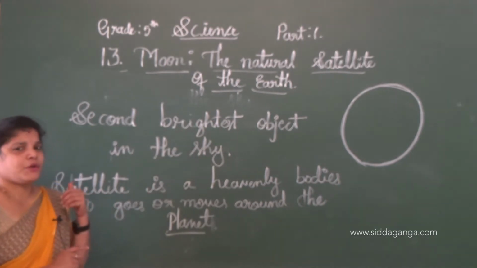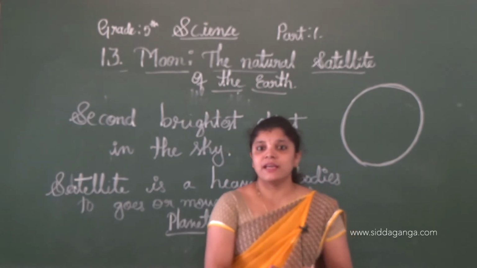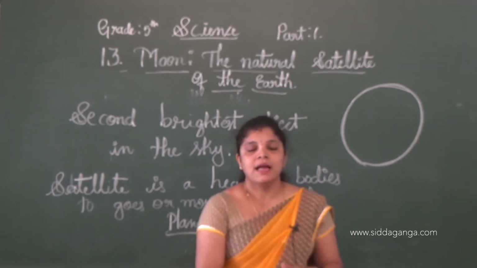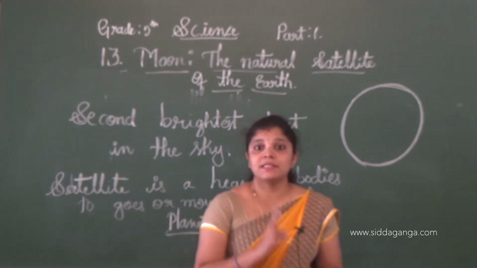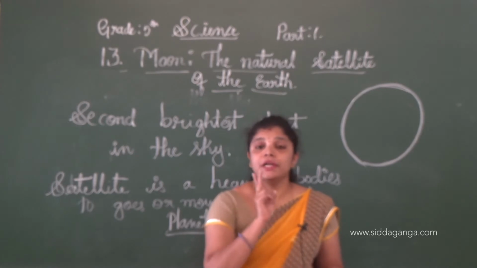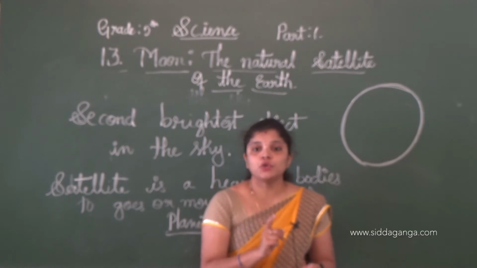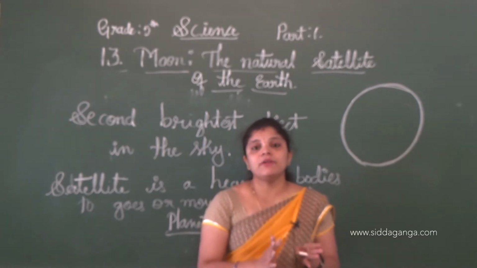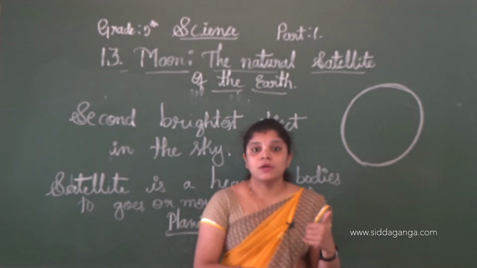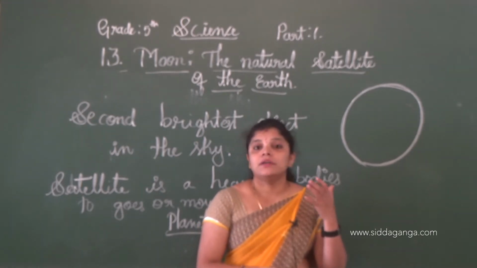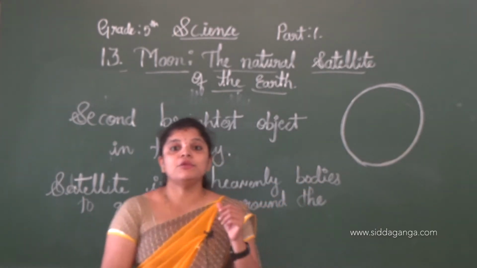Mercury has no moons, meaning no satellite, and Venus also has no satellite. Earth has only one satellite. Mars has two satellites, Deimos and Phobos. Jupiter has 67 moons, Saturn has 62, Uranus has 27, and Neptune has 13 moons.